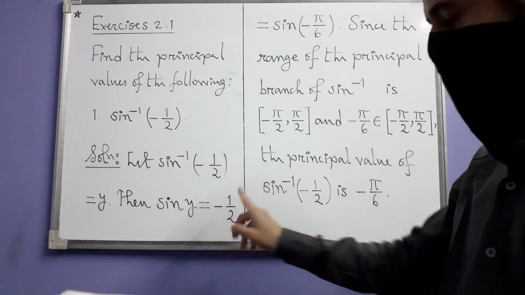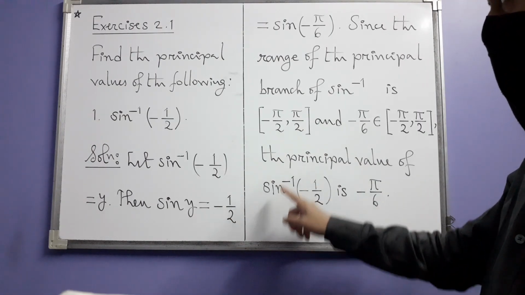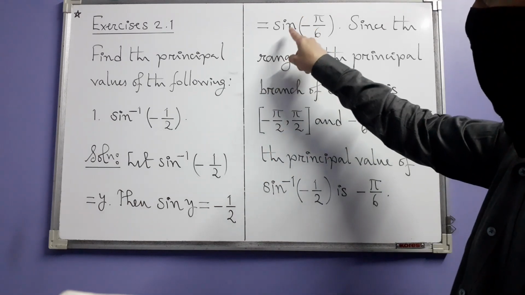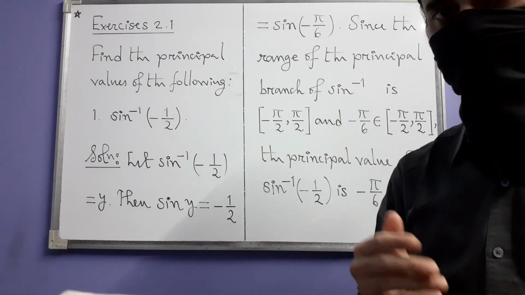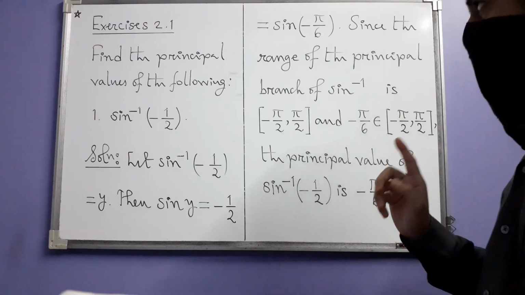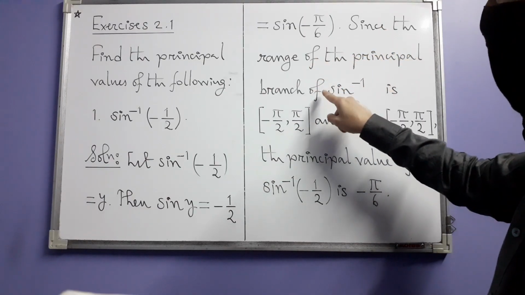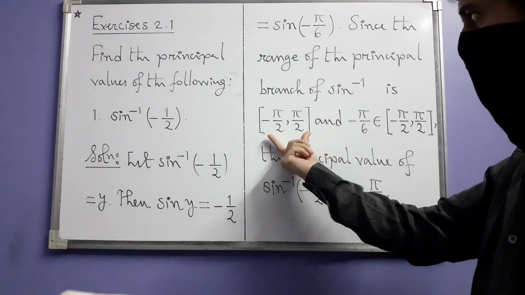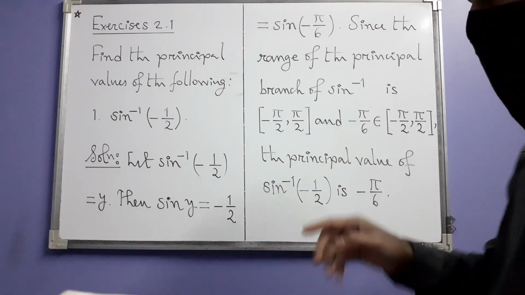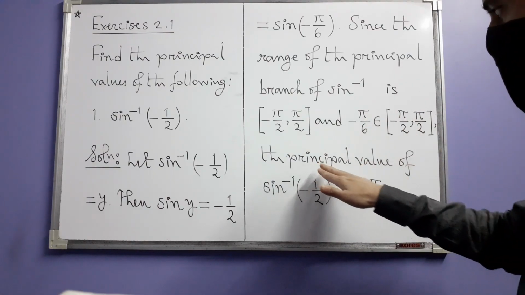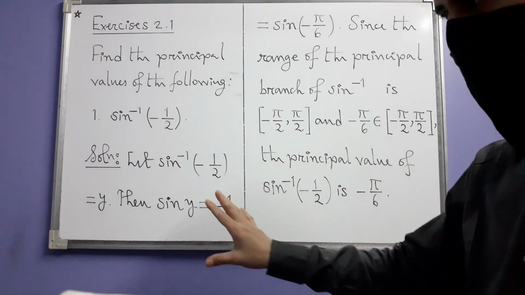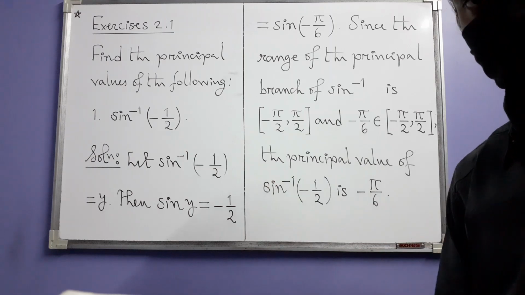Then sine y is minus 1 over 2. But we also know that sine of minus pi over 6 is minus 1 over 2. When we have sine function, the minus comes outside and sine pi over 6 is 1 divided by 2. That's why. And then you recall that the range of the principal branch of sine inverse is this interval. And this value minus pi divided by 6, the angle belongs to that range, and that is why the principal value of this is minus pi divided by 6. This is how you can write the solutions to all such problems.